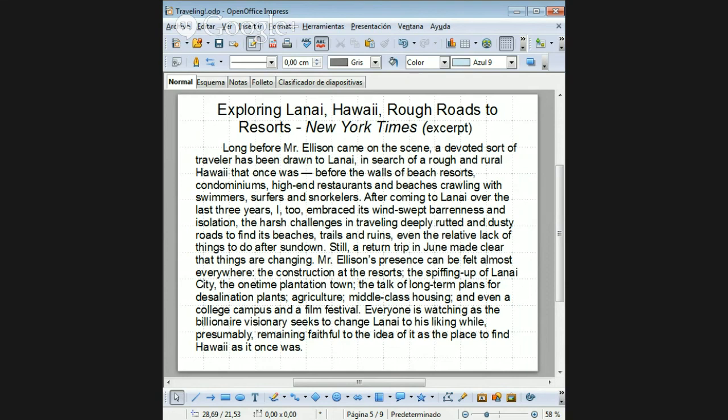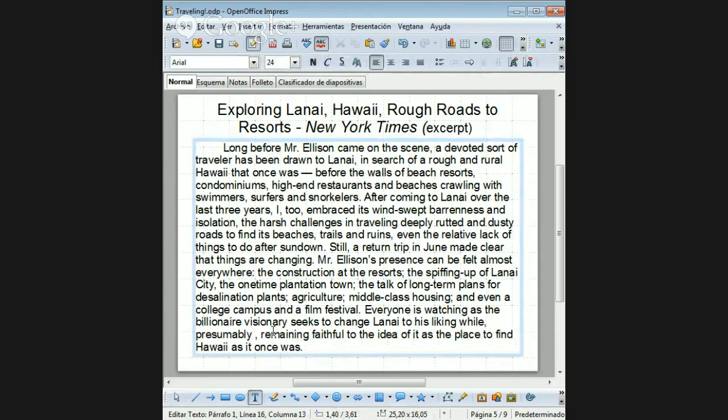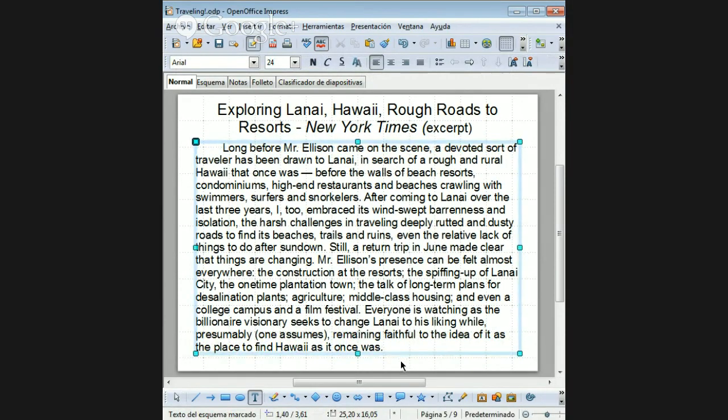Not so much. Sorry. In Spanish, you'd say al gusto. I think it might be similar in Italian. So you can prepare the pasta to your liking. So it's like to your specific taste. Okay. So he's trying to change the island to his taste. While, presumably. Presumably is like one assumes. Okay, thank you.